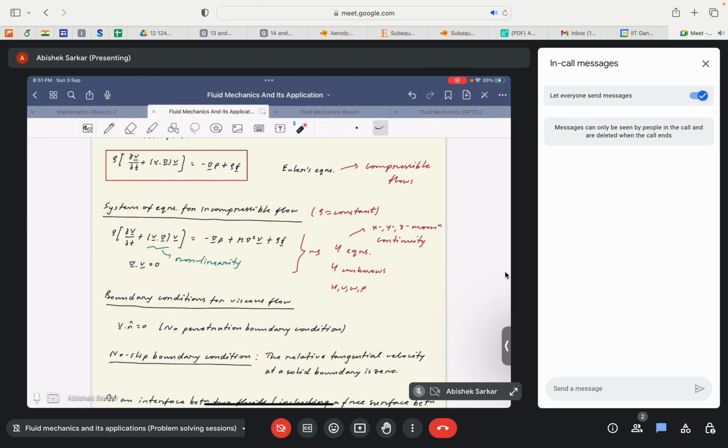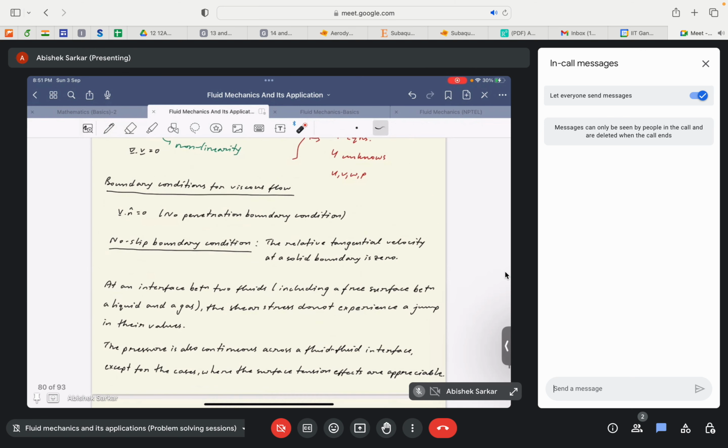But we will see in the later stages of today's session how we simplify the governing equation by applying certain assumptions that help us in getting an exact solution of the Navier-Stokes equation. Okay, so there are some boundary conditions. Again, these are the boundary conditions that are mentioned, so I will not go too deeply. There's the no penetration boundary condition.